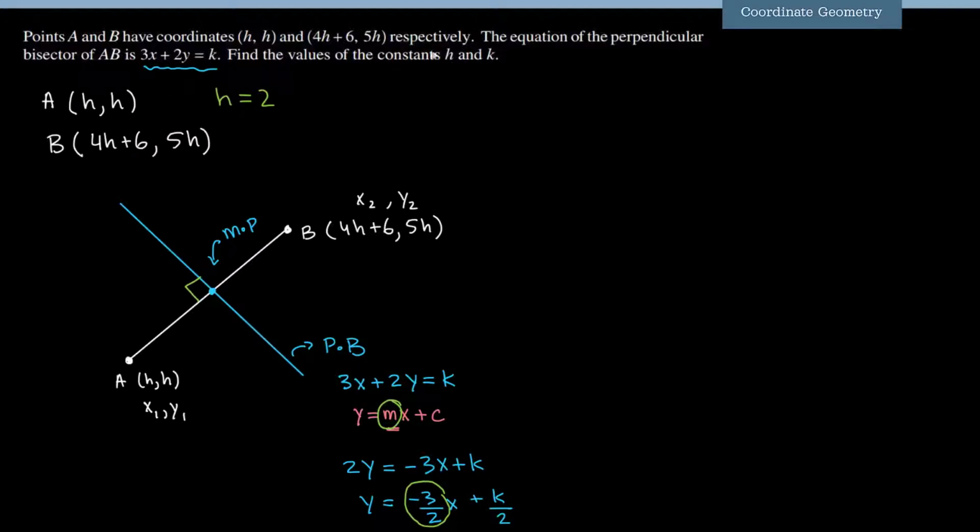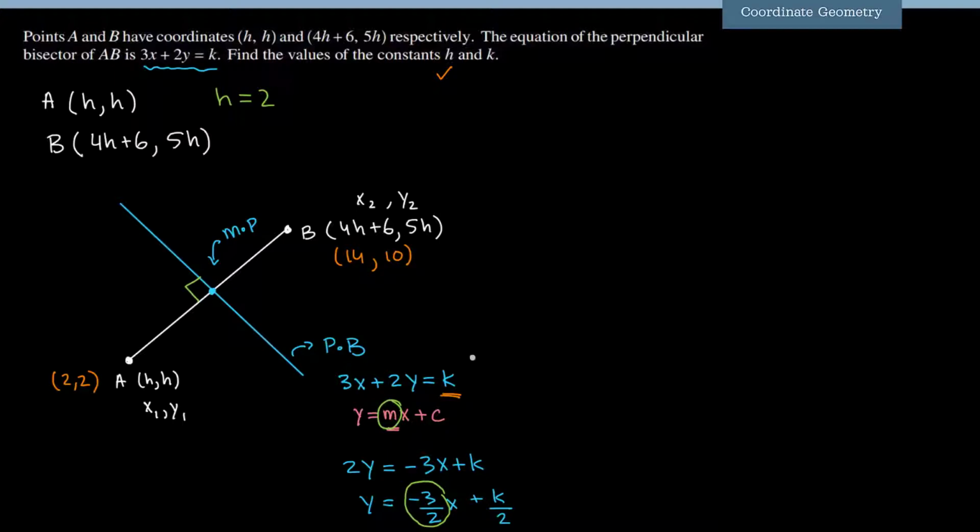Now I have found the value of h. The other thing that I need to find is the value of k, and k is present in the equation of the perpendicular bisector. I do know the value of h, so I'll put this value of h in the coordinates of A and B. The coordinates of A that I'll get are (2, 2), and the coordinates of B are (4 times 2 + 6, which is 14, and 5 times h, which is 10).